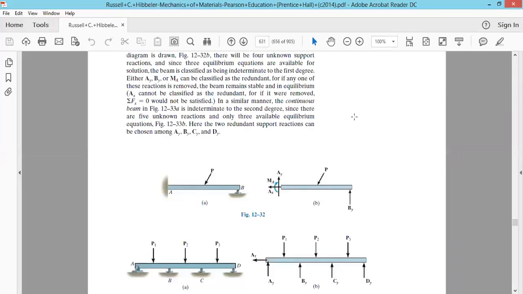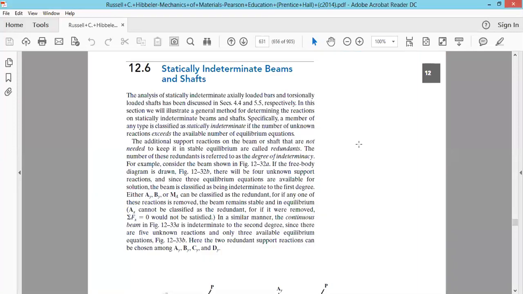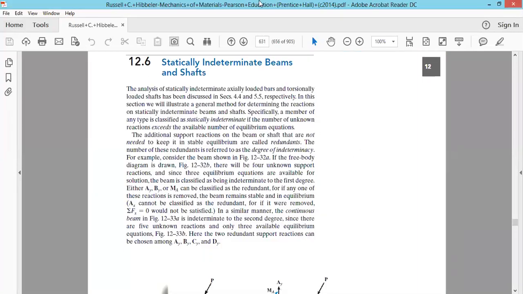Today in our class we will be discussing the concept of statically indeterminate beams. What do we mean by statical indeterminacy? Though we are already familiar with the definition of statical indeterminacy, let's see, with the help of an example, what we mean by the statical indeterminacy of beams.